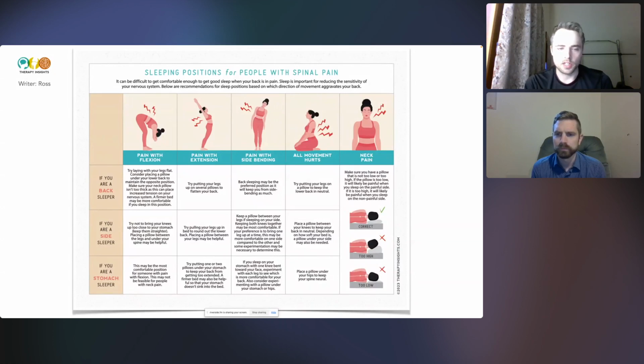And then it talks about if you're a stomach sleeper, how putting some pillows under the stomach to kind of keep the back from extending might be helpful, and how using a firmer bed can be helpful so that your stomach isn't sinking into the bed and putting you into extension.